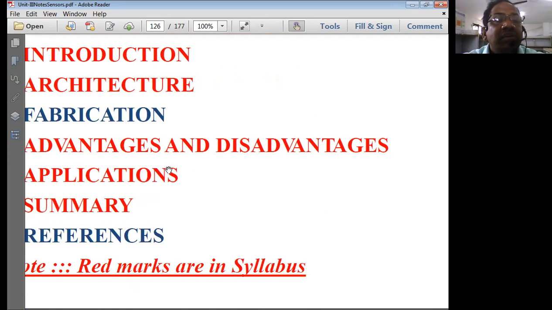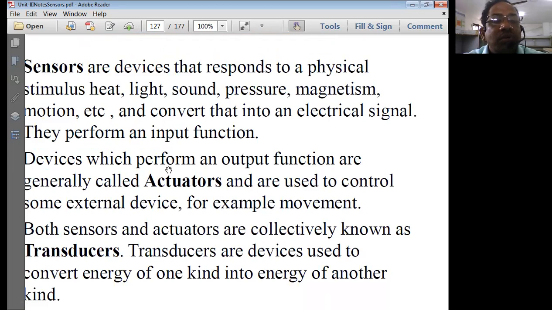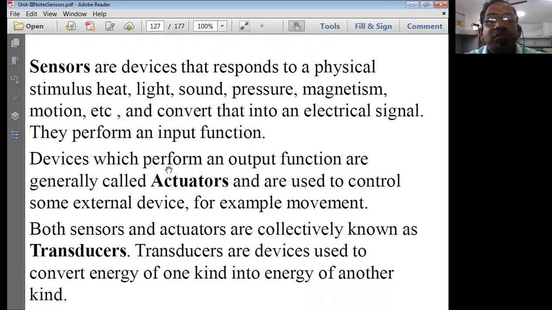That is sensor. We discussed what basically a sensor is. Sensors are devices that respond to a physical stimulus such as heat, light, sound, pressure, magnetism, motion, displacement, etc., and convert that into an electrical signal. This is not the primary sensor definition, it is the sensor definition. Primary sensor means that because of an input stimulus such as heat, light, sound, pressure, or magnetism, it simply changes the molecular behavior of the sensor. That is the basic definition of the primary sensor.